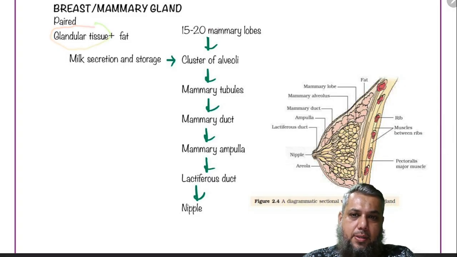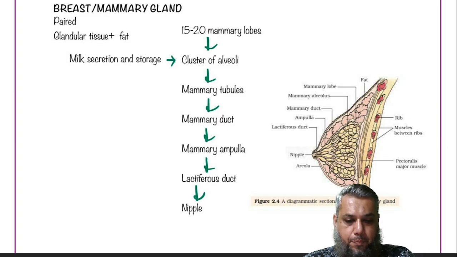So the mammary glands prior to pregnancy have a lot of fats and less of the milk producing alveoli. But as the female becomes pregnant, under the influence of the hormone like prolactin, the number of alveoli in the breast increase and the adipose tissue decreases.